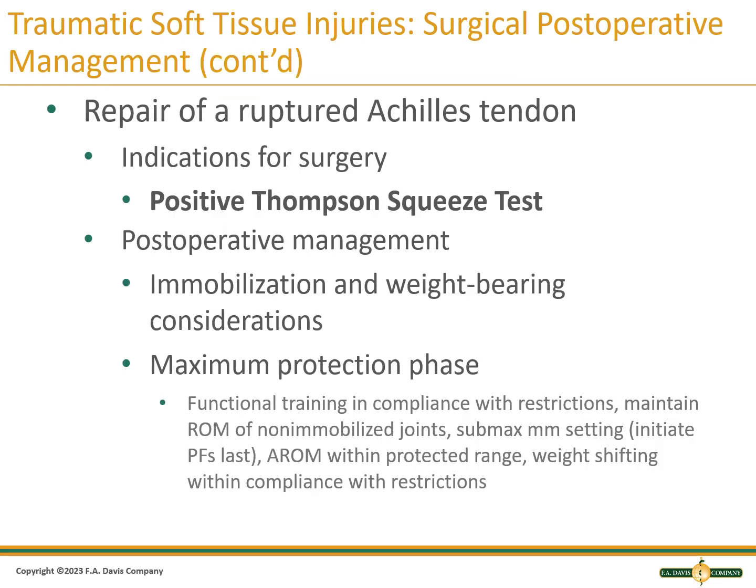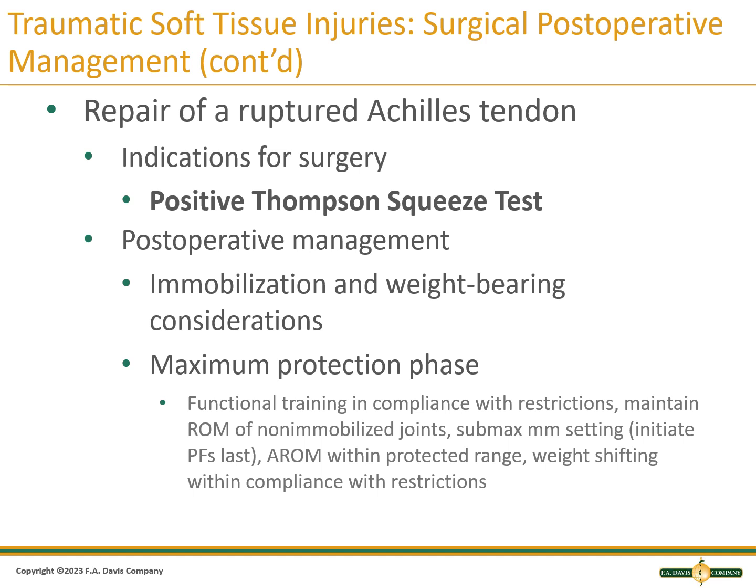We can also see surgical intervention following rupture of an Achilles tendon. Surgery is going to be indicated when we have a complete rupture, and we can see this clinically with the demonstration of a positive Thompson squeeze test, or an abnormal Thompson squeeze test. This is the test where you have the patient in prone and you squeeze their gastroc, and we expect to see their foot kick into plantar flexion as a result of us squeezing that muscle.